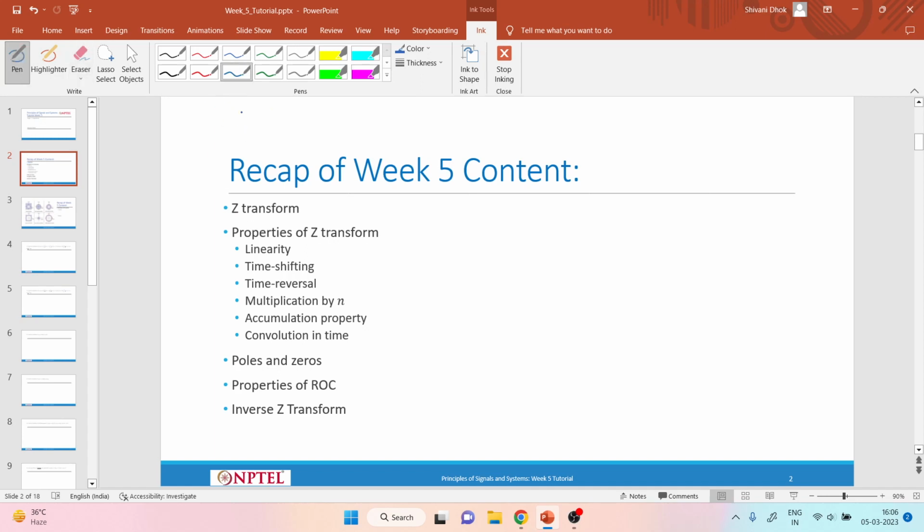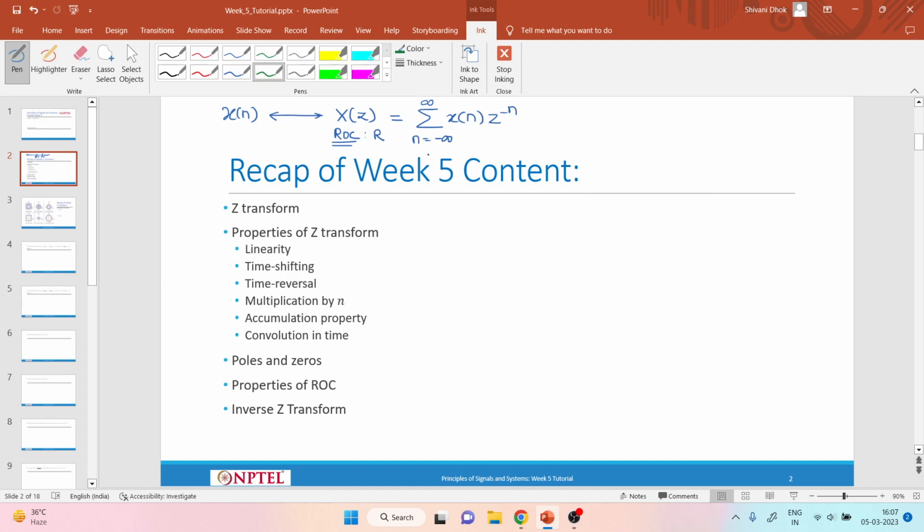So we'll start with first defining the Z transform. This Z transform is defined for a discrete time signal x of n, and it has, let's say, a Z transform x of z along with a region of convergence ROC. So this is a region in which this x of z converges, and this x of z is basically defined as a summation for n running from minus infinity to infinity x of n z power minus n. So this is the definition of Z transform.